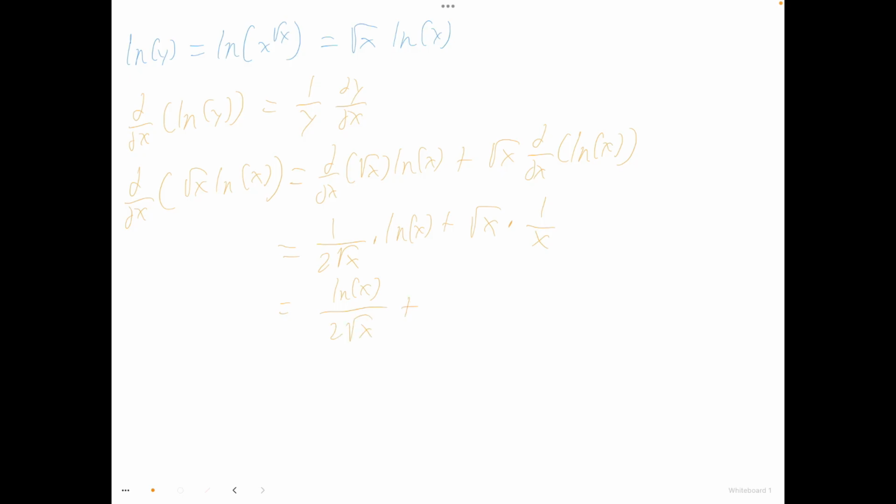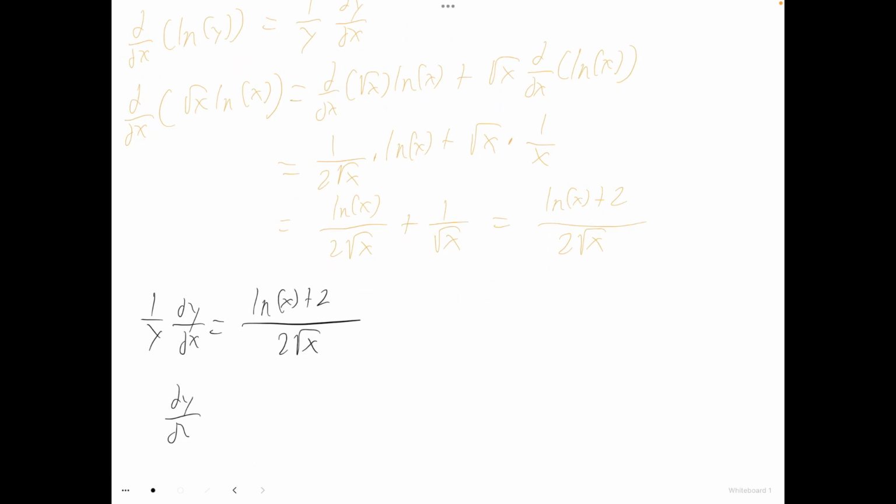So this becomes ln of x divided by 2 square roots of x, plus we've got the square root of x times 1 over x. That's just going to be 1 over the square root of x. And so this then becomes ln of x plus 2 divided by 2 square roots of x, just getting a common denominator of 2 square roots of x. So I just multiplied the second one on the top and the bottom by 2. And so now we set the two sides equal. So we have 1 over y dy over dx is equal to ln of x plus 2 divided by 2 square roots of x.